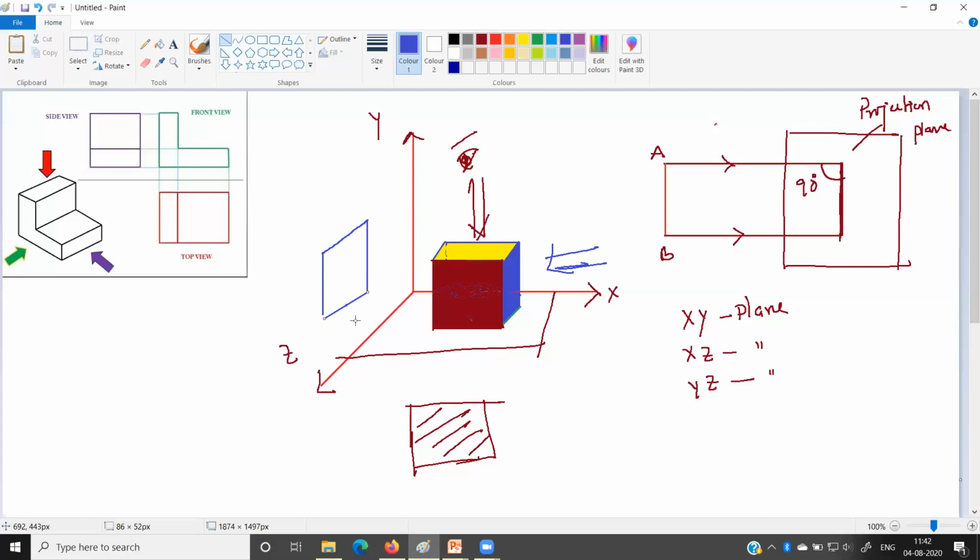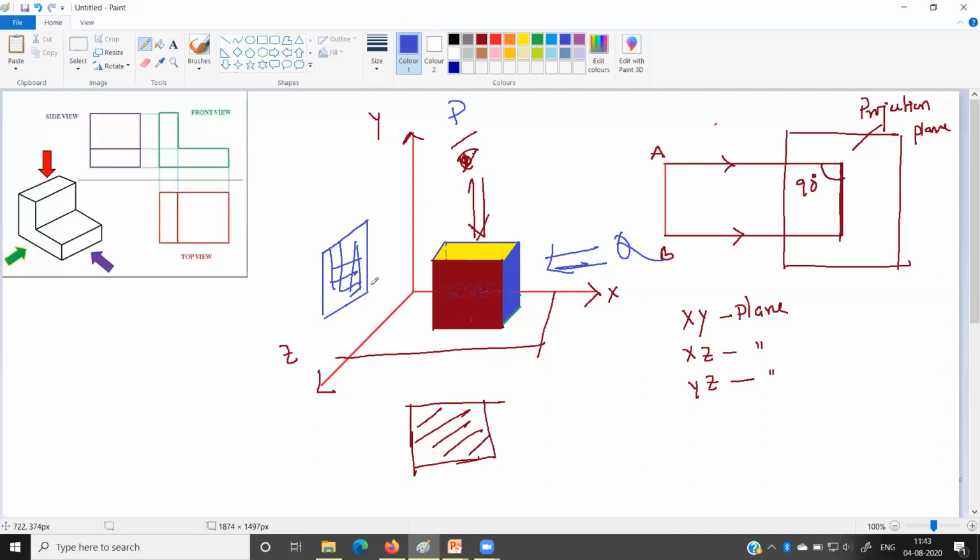Okay, so this image will be created on the yz plane. If you observe from this direction, let us name the directions: this is the direction P, this is the direction Q. If you observe from the direction Q, you can see this image on the yz plane. That means in the yz plane, this square object will be projected, and all the values of x will be 0.